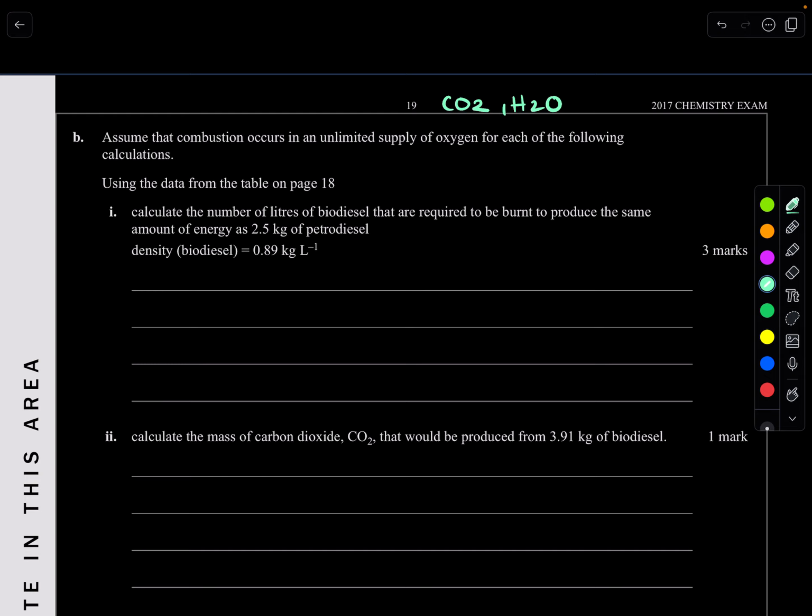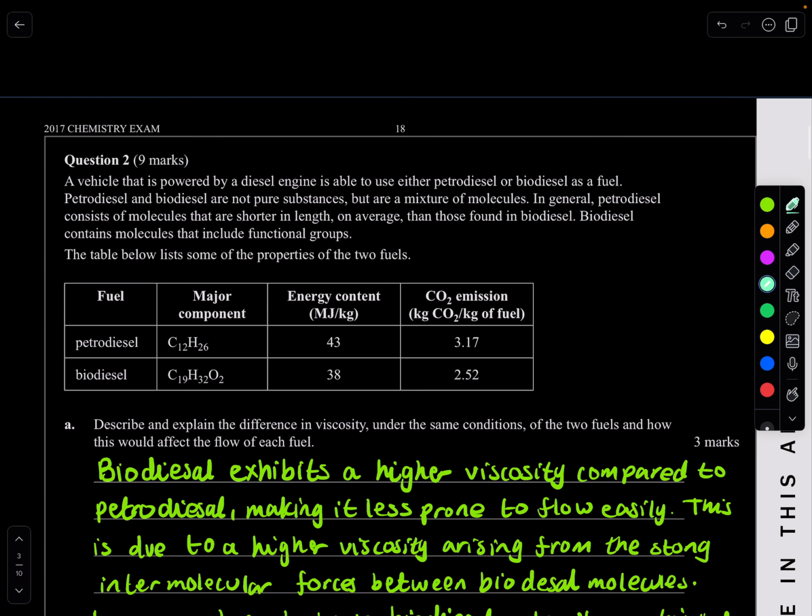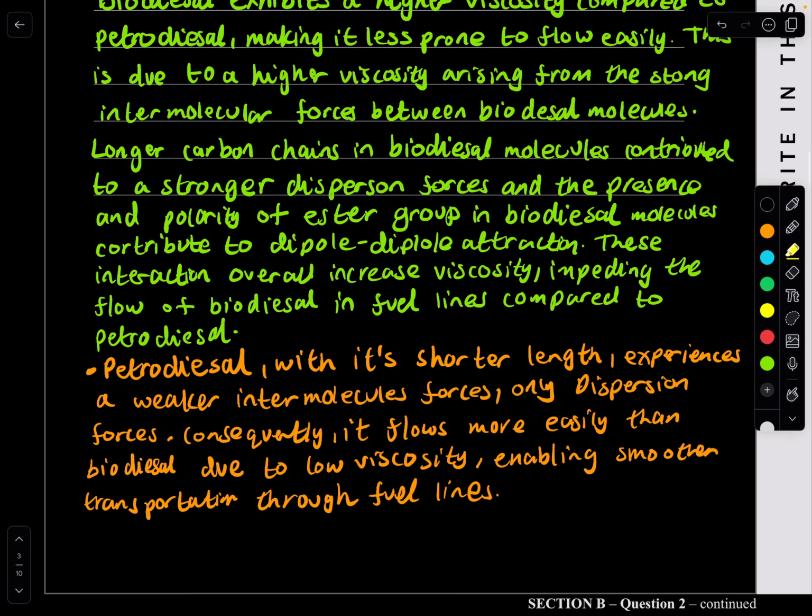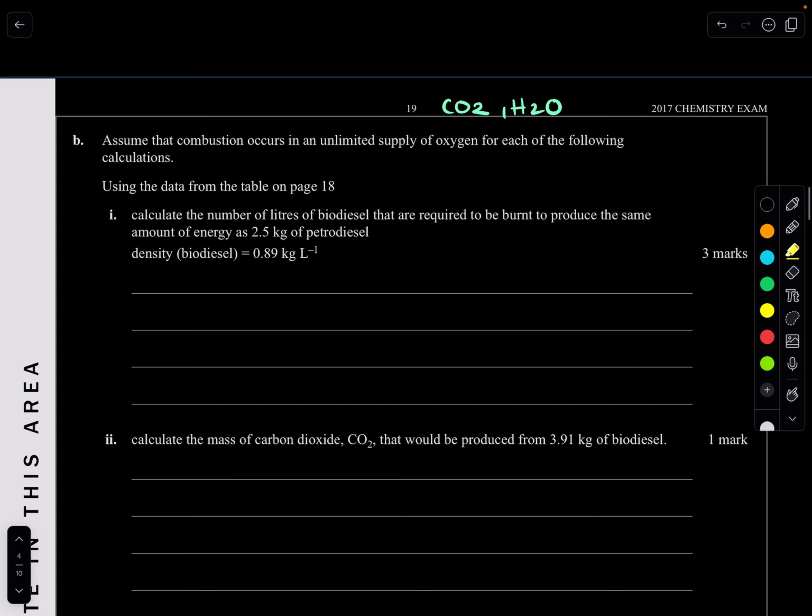So let's first calculate how much energy is actually released by burning that 2.5 kilograms of petrodiesel. Let's go to petrodiesel and have a look here. Energy content: petrodiesel, we know it's 43 megajoules per kilogram. So let's write that, 43 megajoules per kilogram. We have 2.5 kilograms of petrodiesel, so we can sub in 2.5.